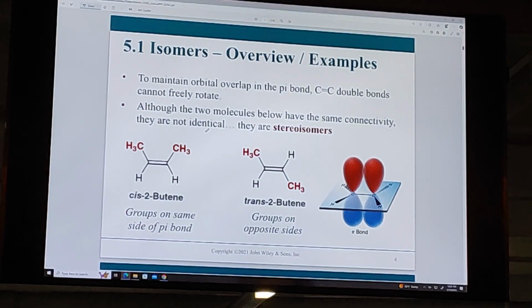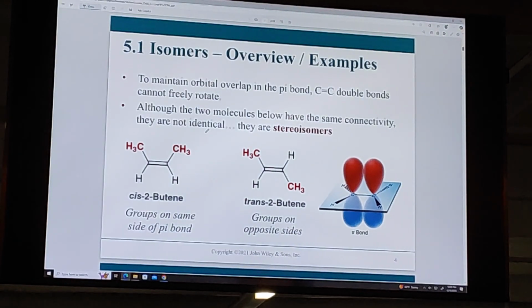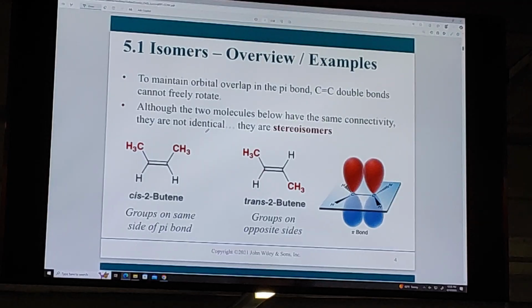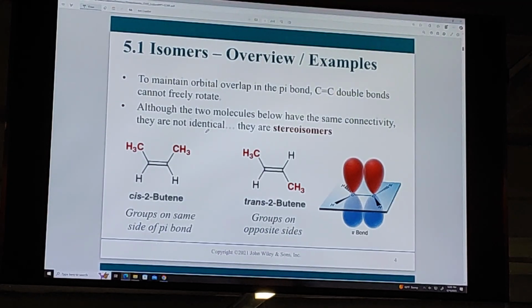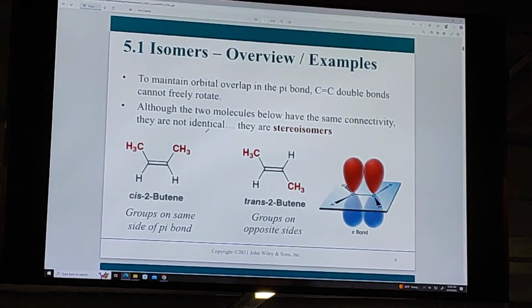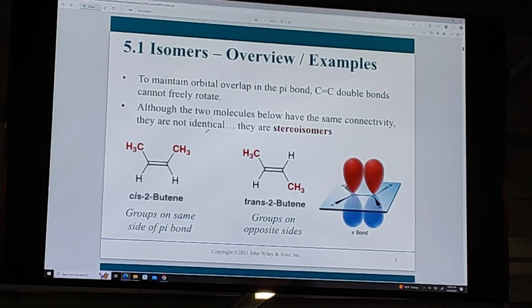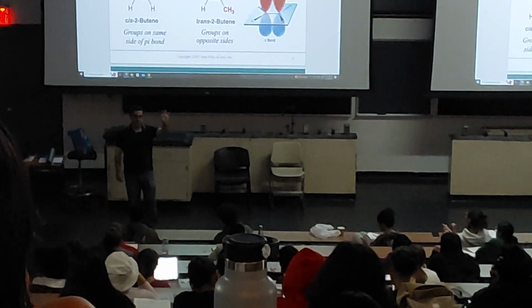You could also have cis and trans when you have alkenes. I want to show you. So, unlike alkanes, I'm going to show you. So this is an alkane. Cis, trans. Cis, trans. You agree?